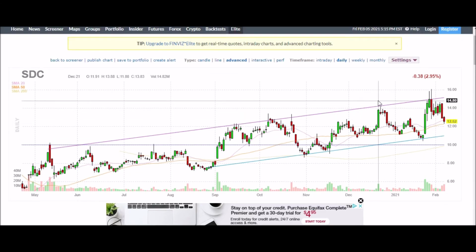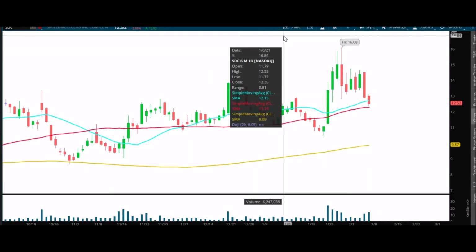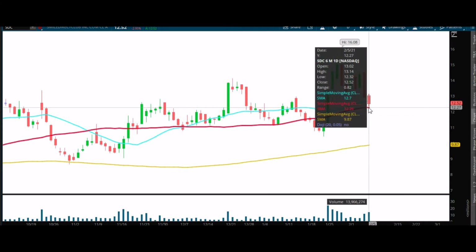I want to bring this into Thinkorswim, take a closer look. It looks like we just hit an important moving average down here. I don't like this day right here, but I do like that we have a lot of support here. And you can see these channels are already drawn in by Finviz. So let's take a look at the chart. You can see we made a high here of 16.08. We touched down on the 50-day moving average.